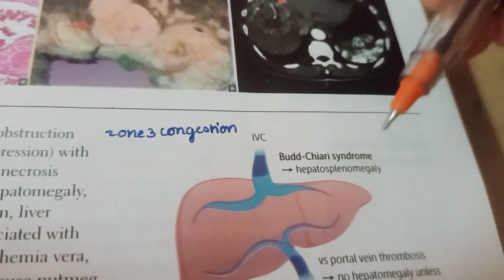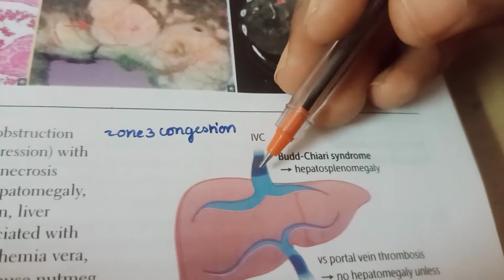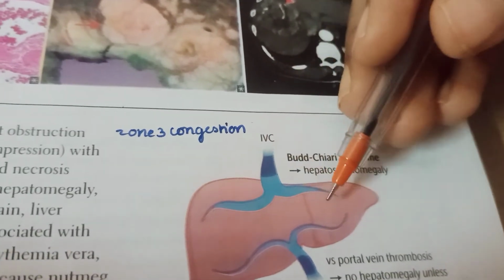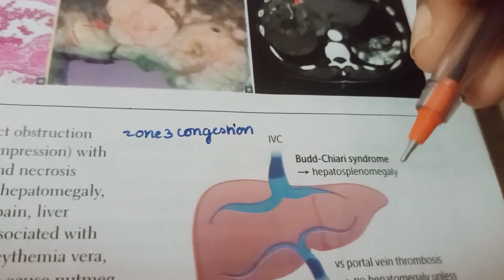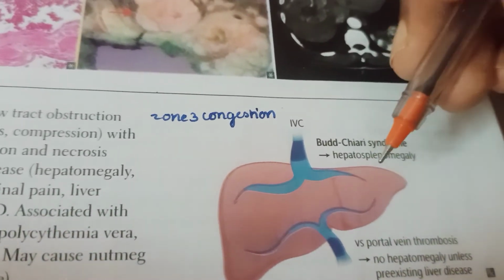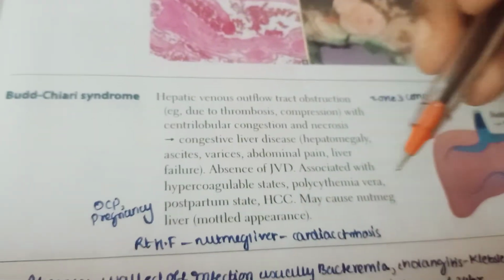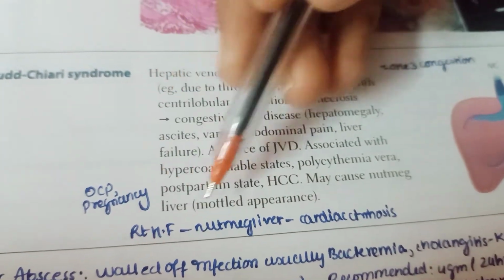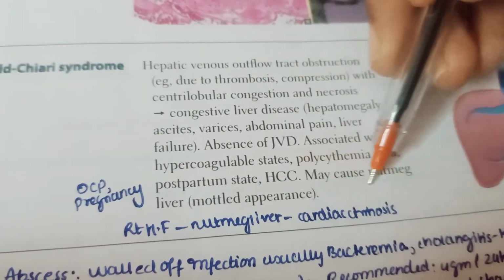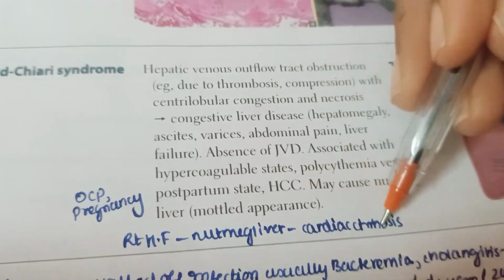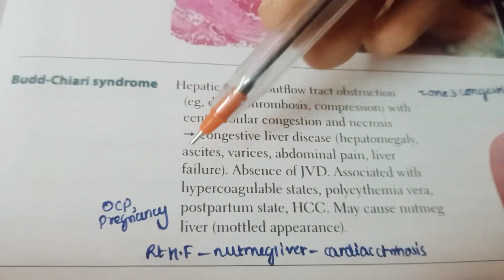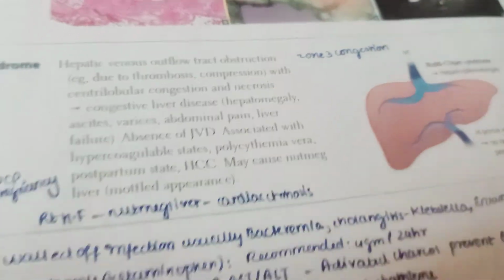It is associated with hypercoagulable states. Whenever there are hypercoagulable states, any thrombus can block it, and also it is associated with polycythemia vera, postpartum state, hepatocellular carcinoma, and may also cause nutmeg liver. Nutmeg liver is seen in right heart failure. That is also called cardiac cirrhosis, because of heart problem it is causing cirrhosis, so cardiac cirrhosis. Even OCP and pregnancy can lead to Budd-Chiari syndrome.